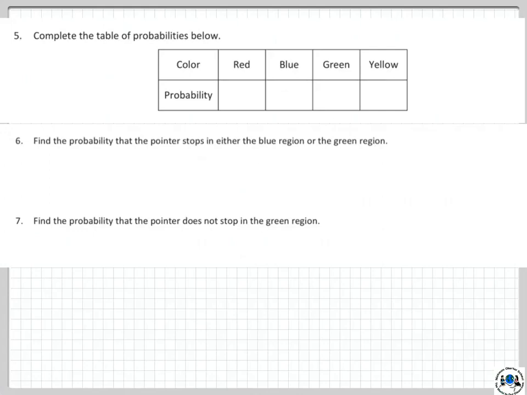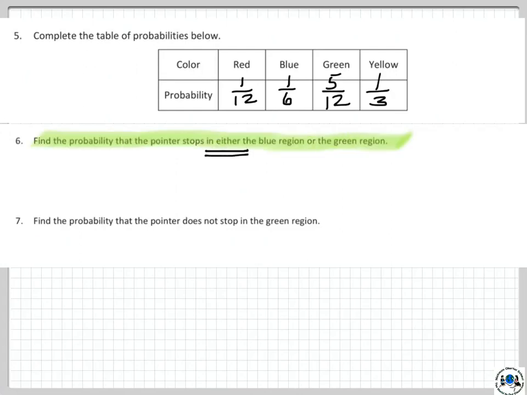All right, here we go. Complete the table of the probabilities below. Just go ahead and fill that in with what we just did. 1/12, 1/6, 5/12, 1/3, correspondingly for red, blue, green, yellow probability. Okay, and then let's answer some last questions, and then we'll be able to close this lesson.